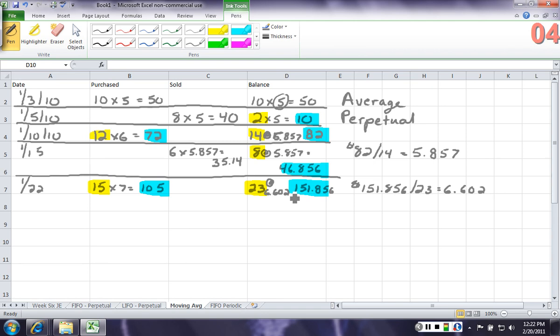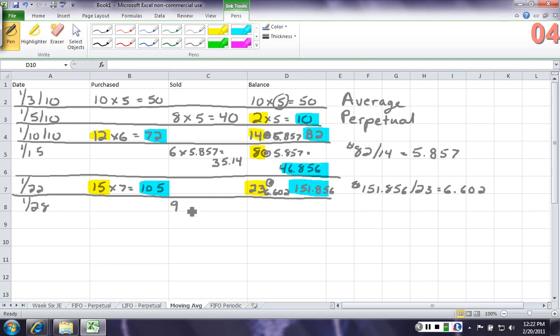And you could see why Jason thought that this was too much work, because you have to recalculate it every single step of the way. If we were using perpetual moving average, I'm hoping we would have a computer system to help us out.